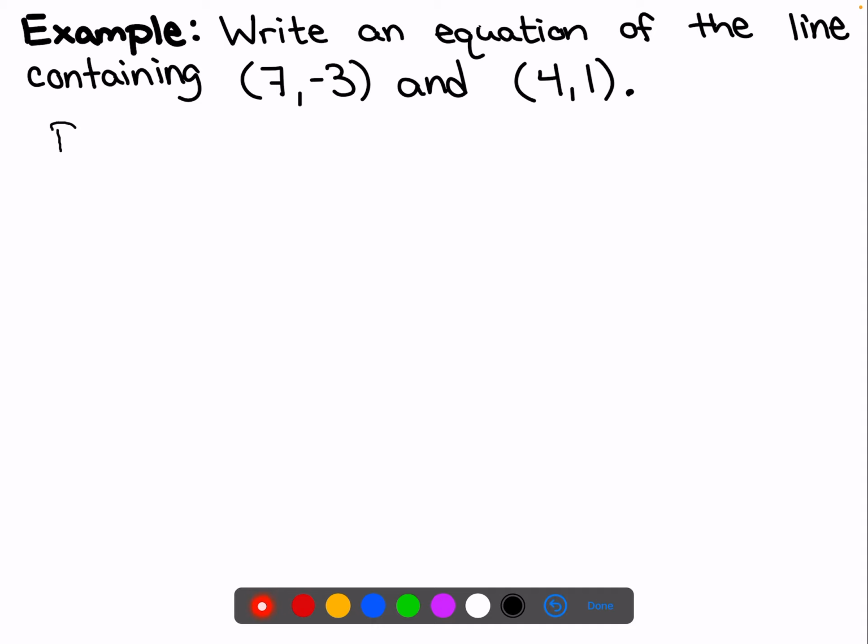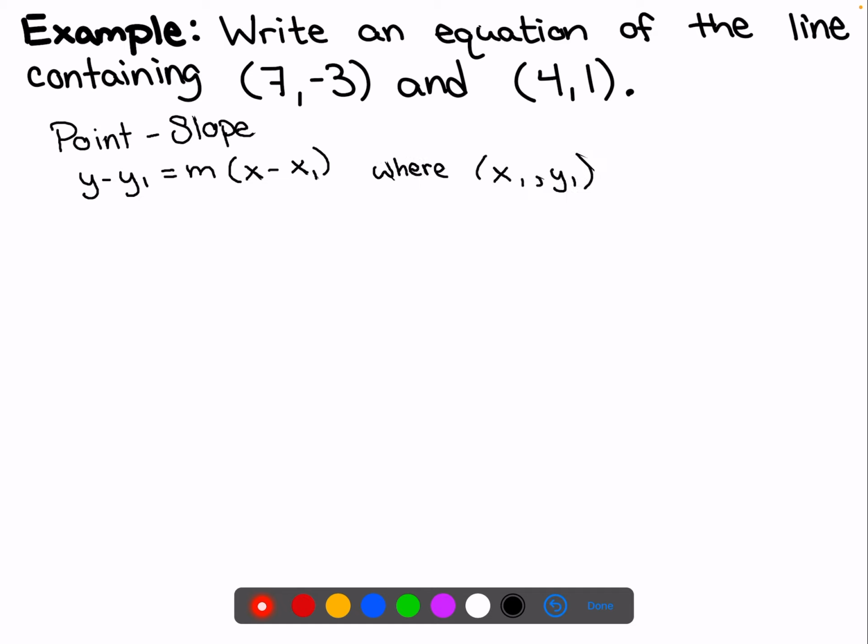If you don't recall what point-slope form is, let's go ahead and write it out. All we need for point-slope form is a point and a slope, which we do not have our slope currently, but we can find our slope through 2 points. So point-slope form is written in the form y minus y1 equals m times x minus x1, where (x1, y1) is a point on the line, and m is the slope.